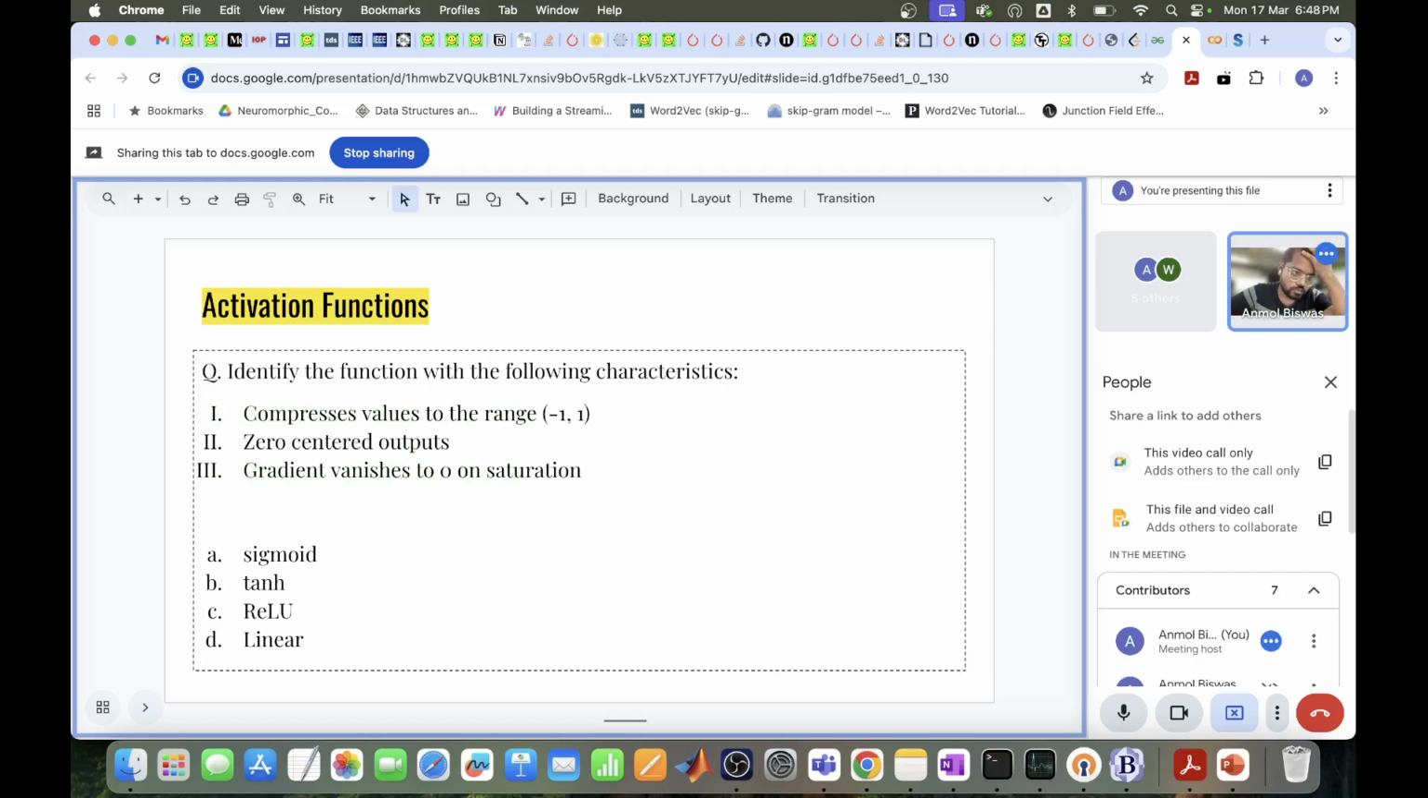Now we will do the inverse problem. I'm giving a set of characteristics, and the question is to identify the activation function. The characteristics given here are: one, it compresses output values to -1 to 1. Two, it gives zero-centered outputs, which is kind of expected given number one. If your outputs are compressed to -1 to 1, it's likely to be zero-centered, because typically such functions will be symmetric and bounded, negative and positive, so you should get zero-centered. And finally, third, the gradient vanishes, so there is a saturation problem that happens with this function. Given the options, you should be able to figure it out.